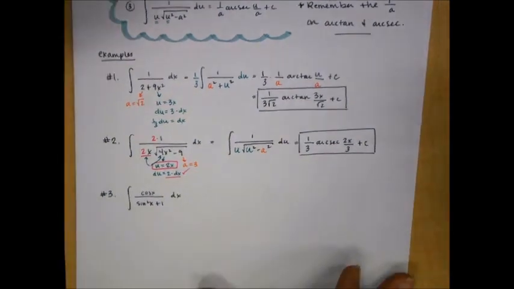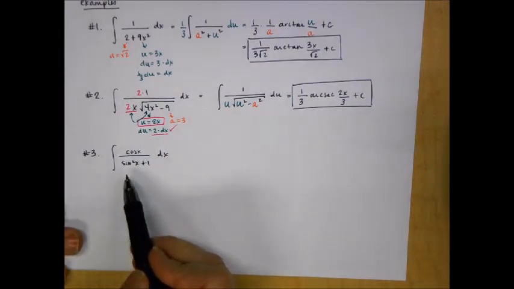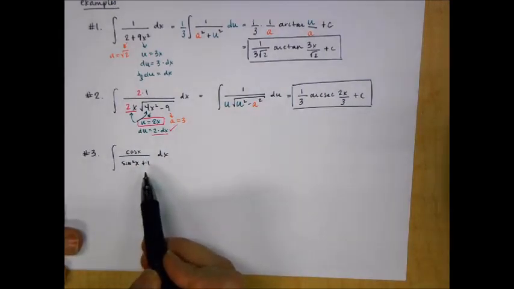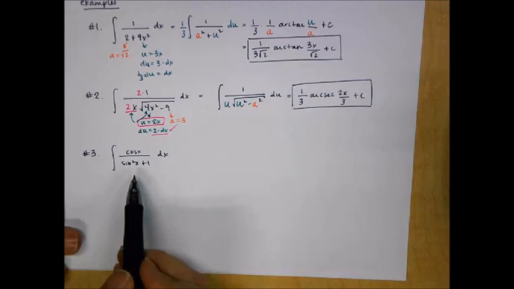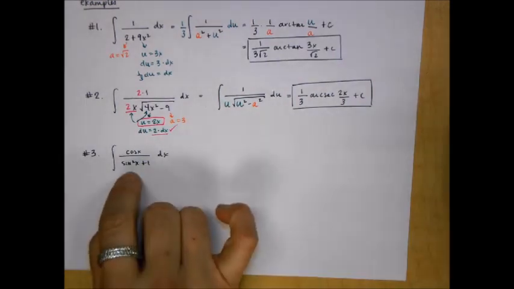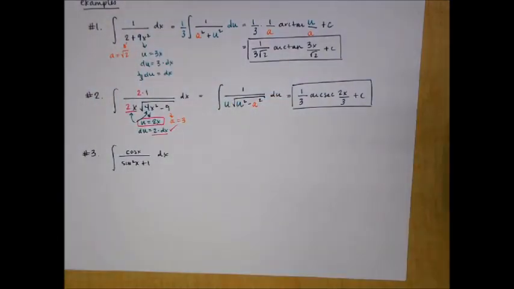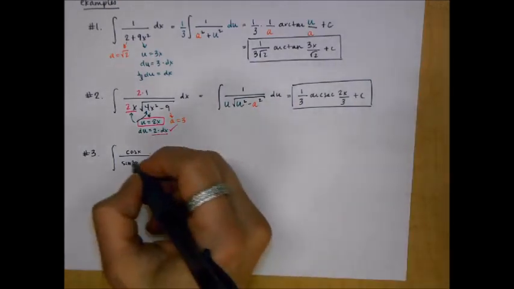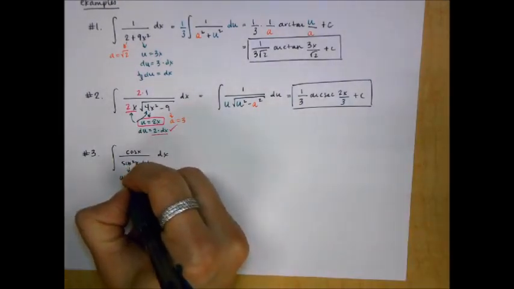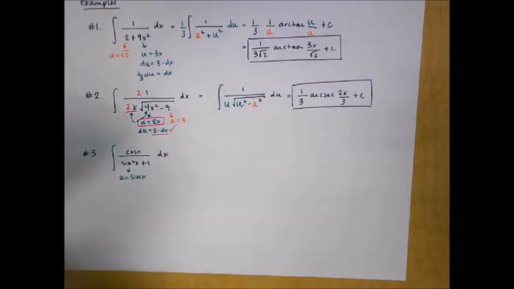Number 3, cosine over sine squared plus 1. So that doesn't simplify, although you might want it to. Instead, we're going to look at using our inverse trig. So which one would this be? Without a square root in the denominator, it's going to be arctangent again. So we're looking for u squared plus a squared. So u is what is being squared, so sine. And then over here, a is just 1.